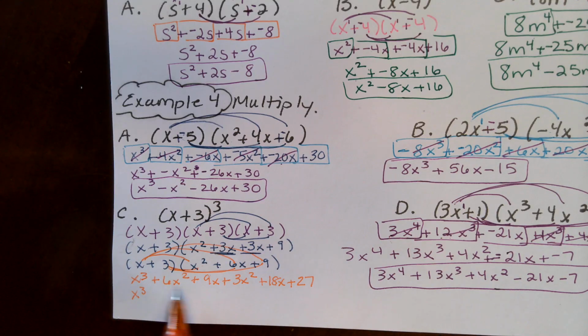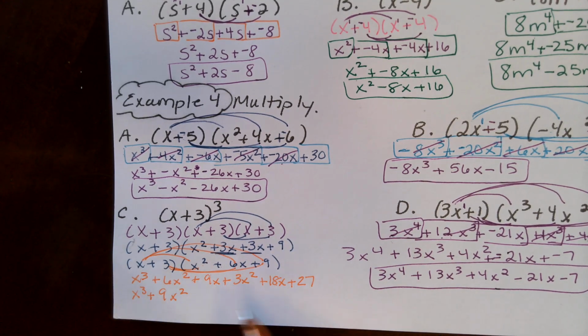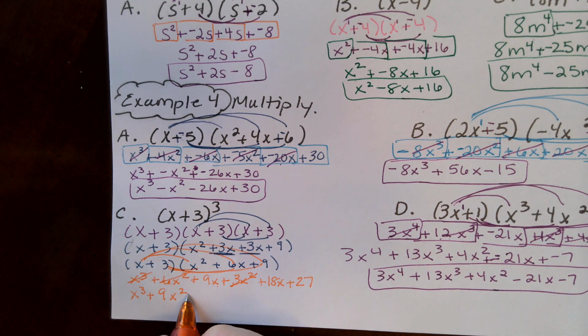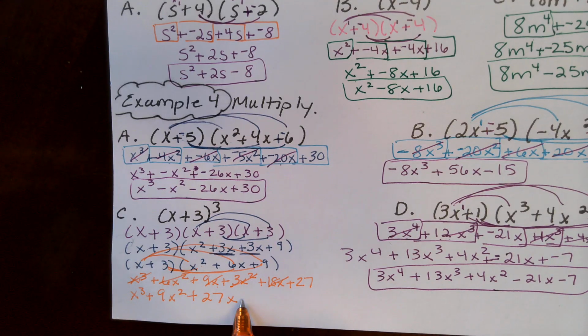Now I'm looking at combining like terms. There's no other cubed ones, but there are a couple squareds, x squared and x squared. So 6x squared plus 3x squared is 9x squared. And I cross these off so I keep track. And we have a 9x and 18x, so that is 27x plus 27.